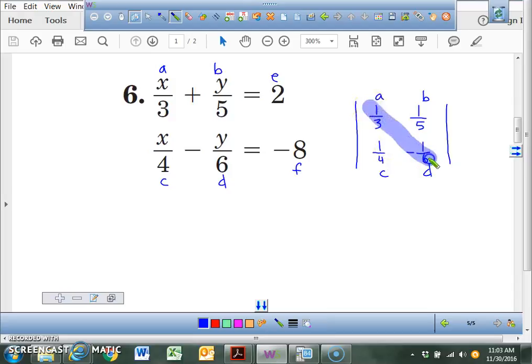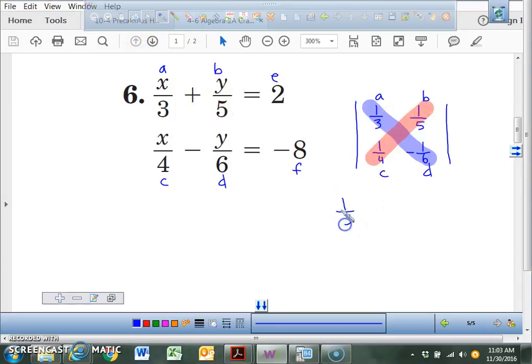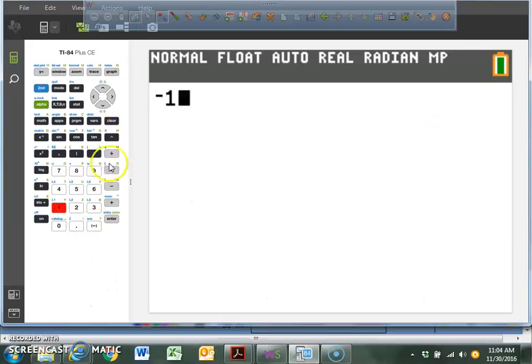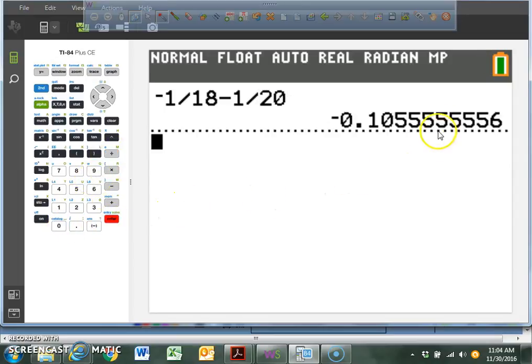We're going to take the product of A times D, and we're going to take away the product of B times C. Now, 1/3, everybody, times negative 1/6 is simply negative 1 over 18, minus 1/5 times 1/4, and 1/5 times 1/4 is 1 over 20. Right now, I'm not going to worry about making sure we have a common denominator. What I'm going to do is just put this in the calculator, ready? Do negative 1 divided by 18 minus 1 divided by 20. Press enter, you're going to get this ridiculous decimal.